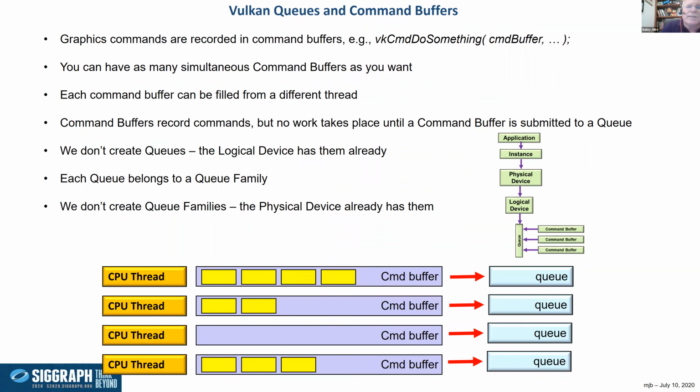All right, so graphics commands, and these are the VK commands. They're stored in the command buffer. So when you say VK command something, it doesn't get executed right then and there. It gets stored in a command buffer. And then at some point you submit the command buffer to a queue, and finally it gets executed. Each command buffer can be filled from a different thread. Again, they record the commands, no work takes place. Yeah, and it works like this. So you can be creating your graphics on multiple CPU threads.